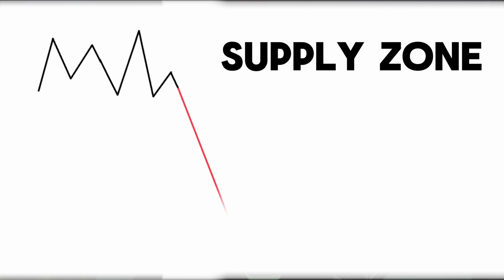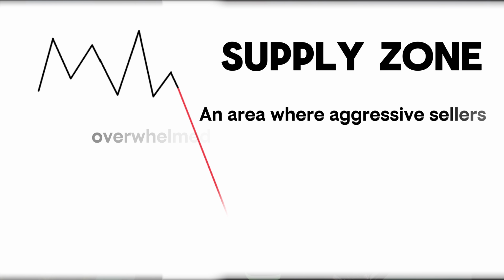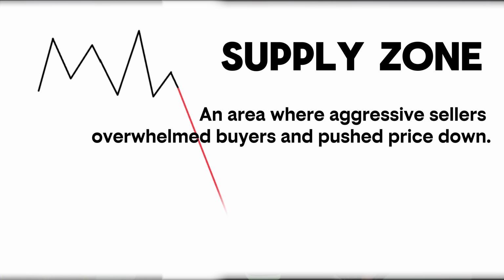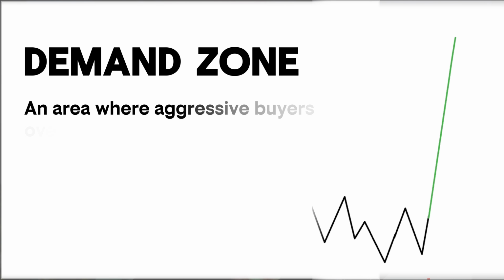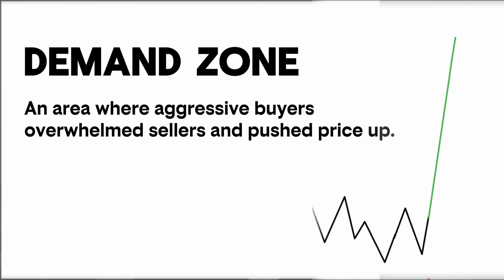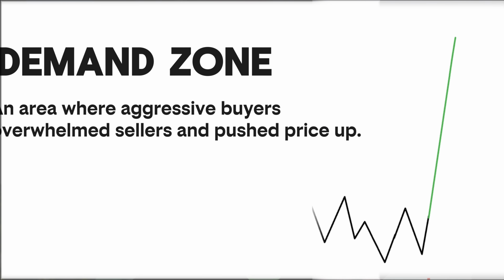Now for a supply zone, this is where aggressive sellers stepped in and overwhelmed buyers, driving price down. And so supply zones are going to be found above the current price. And for a demand zone, this is where aggressive buyers stepped in and overwhelmed sellers, pushing price higher. And demand zones are usually found below the current price.